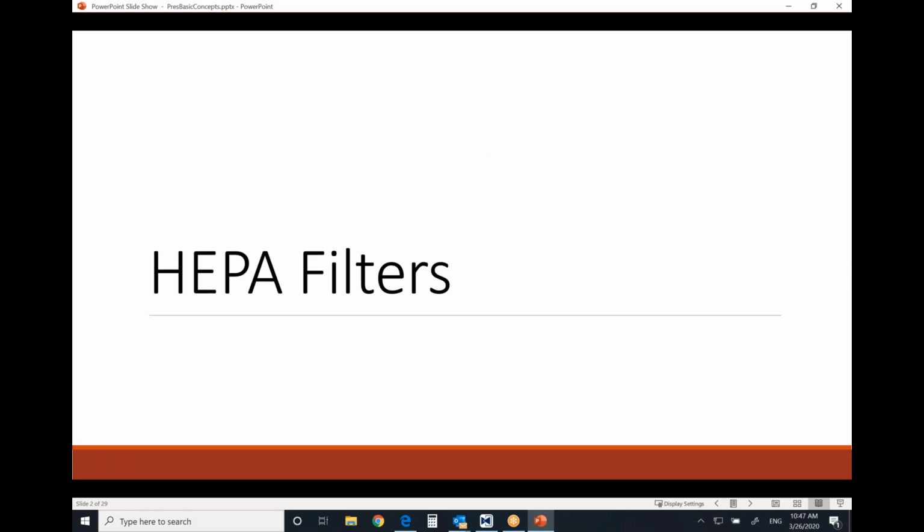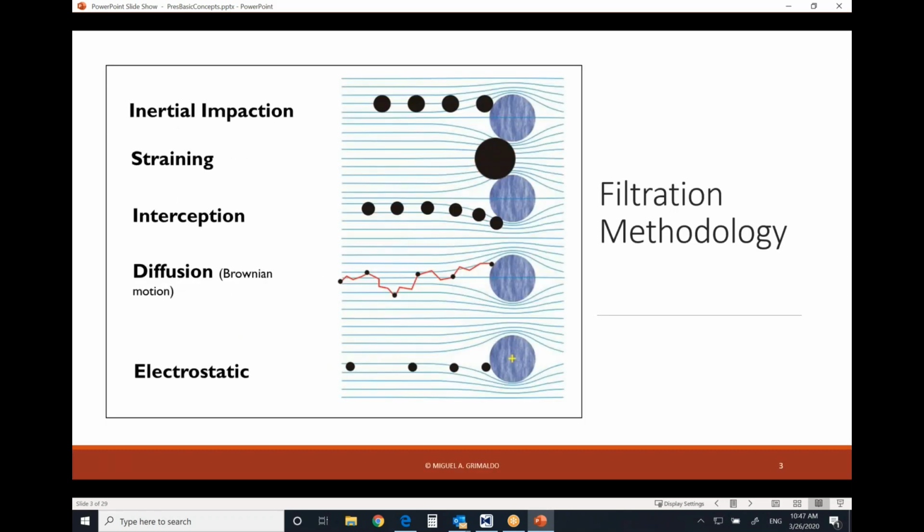A HEPA filter works in multiple ways. First is inertial impaction, when a particle is heavy enough that it doesn't follow the airflow pattern and it hits the fiber, and the fiber captures the particle. Also by straining, when the particle is too large to go through, similar to straining sand on the beach. By interception, when the particle is smaller and goes with the flow of air, but is intercepted by the fiber. Or by diffusion, when the particle is so small that it has its own movement called Brownian motion, and that particle is also captured by the fiber. And also by electrostatic attraction.